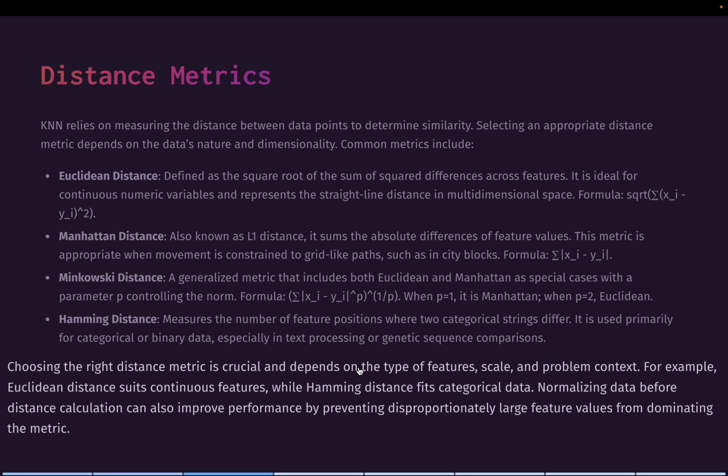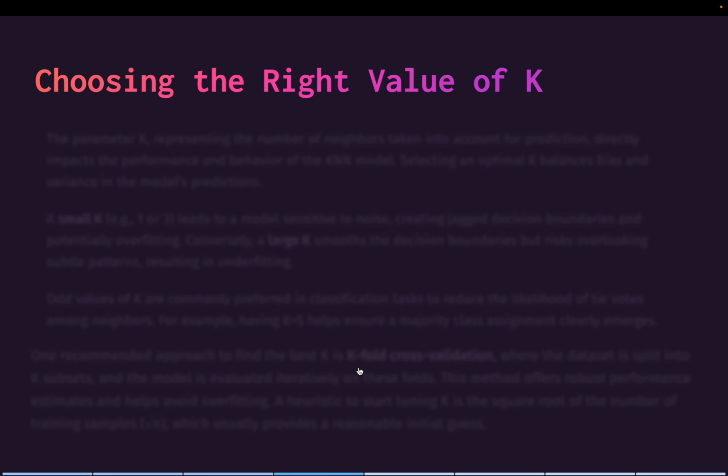Choosing the right distance metric is crucial and depends on the type of feature, scale, and the problem context. For example, Euclidean distance suits continuous features, while Hamming distance fits categorical data. Normalizing data before distance calculation can also improve performance by preventing disproportionately large feature values from dominating the metric.